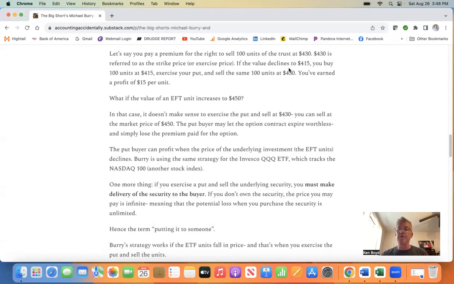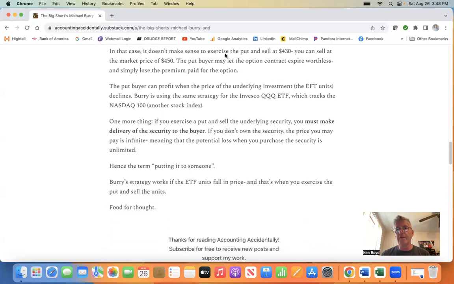If the value declines to $415, you buy the units in the market at $415, you exercise your put, and you sell the same 100 units at $430. You've earned a profit of $15 a unit. Well, what if the value of the ETF increases, say to $450? In that case, it doesn't make sense to exercise the put and sell at $430 when you can sell in the open market at $450. So the put doesn't have any value. The put buyer may let the option contract expire worthless and simply lose the premium paid for the option.